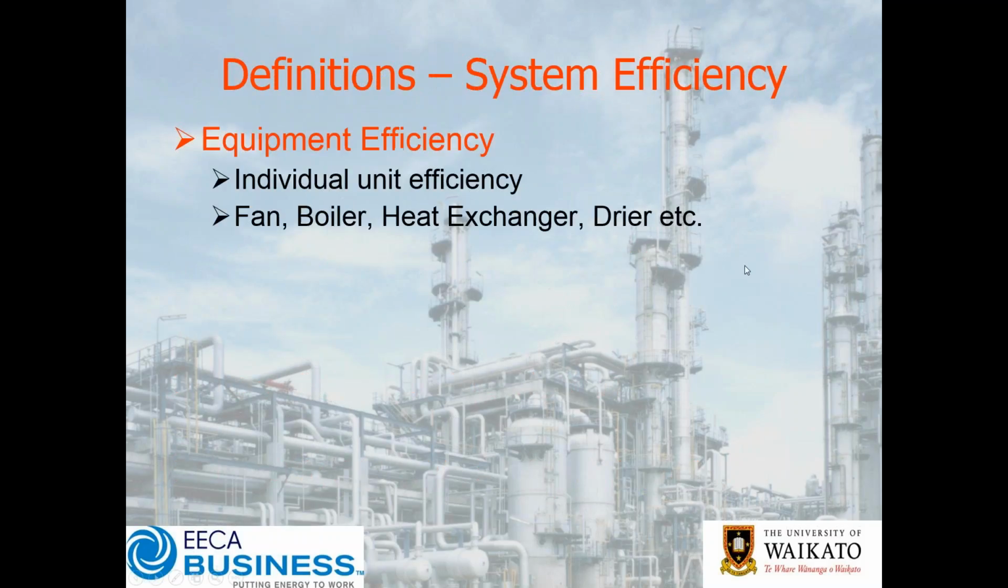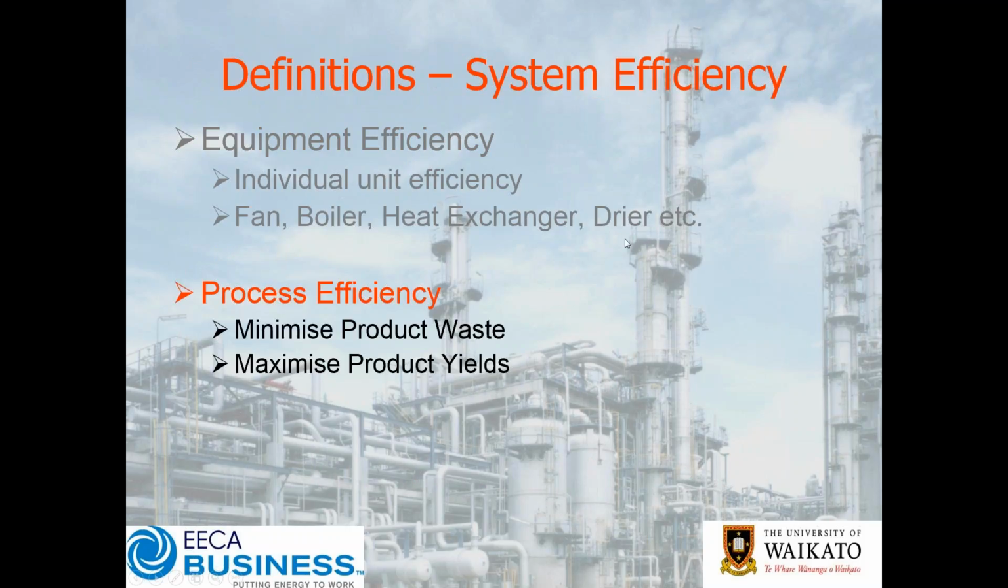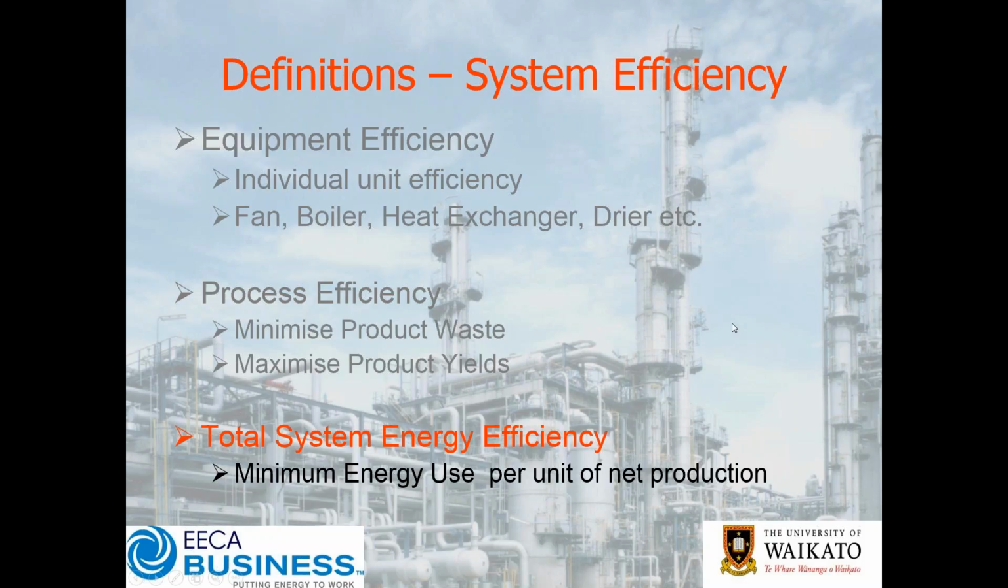So what are some real good examples here? Well, what we need to really start to get our thinking around is understanding this concept of individual unit efficiency. So we might have a fan, a boiler, a heat exchanger, a dryer, etc. They're going to have individual unit operation efficiencies, and obviously we want to have, for example, the boiler operating as efficiently as possible. We'll then have process efficiency in terms of all of those systems' impact on how well we utilize our process, minimizing our waste, maximizing our yield, guaranteeing our quality, our productivity, and then looking ultimately at the end of the day at the total system energy efficiency.